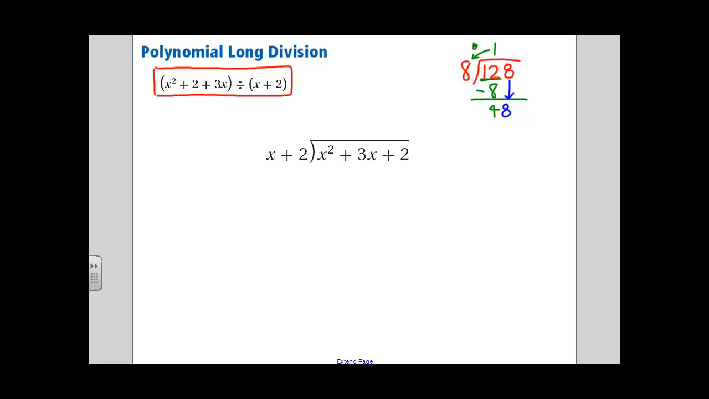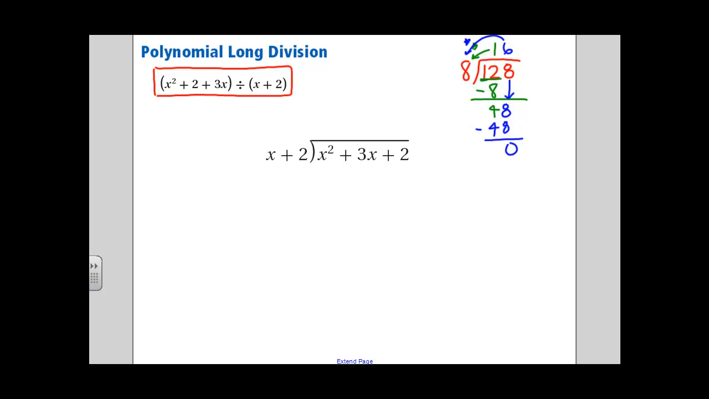How many times can 8 now go into 48? And we know it goes in 6 times. So then you multiply again. 8 times 6 gives you 48. And when you subtract those, you have 0 remainders. So that means 8 goes into 128 exactly 16 times. So we're going to do that exact same thing with polynomials. It's going to be tricky and it's a lot of steps, but once you get the hang of it, you should be able to do any problem I give you.